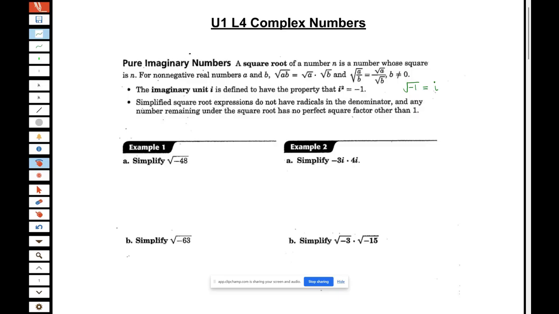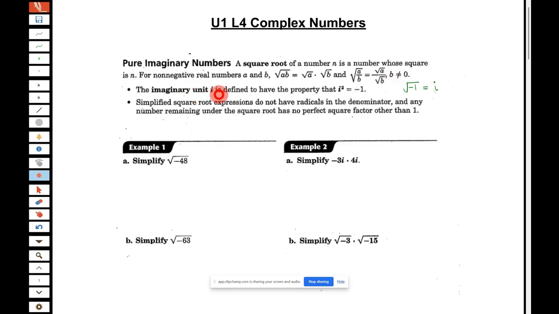Now, when you have non-negative real numbers like a and b, the square root of a times b is equal to the square root of a times the square root of b. So you can separate them, take their square roots, and multiply, but you can only do that for real numbers. And also you can do the quotient: the square root of a over b is the square root of a over the square root of b, just remembering the denominator cannot be 0.